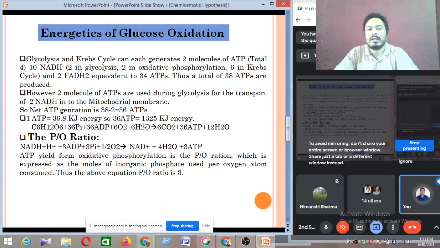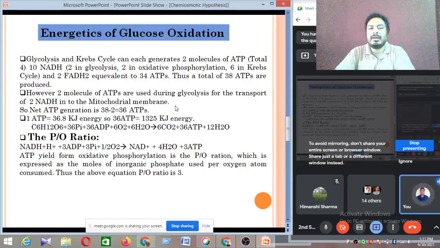So as a whole, a total of 36 ATP molecules can produce 1325 kilojoule of energy. That means from one glucose molecule breakdown, we can get 1325 kilojoule of energy.